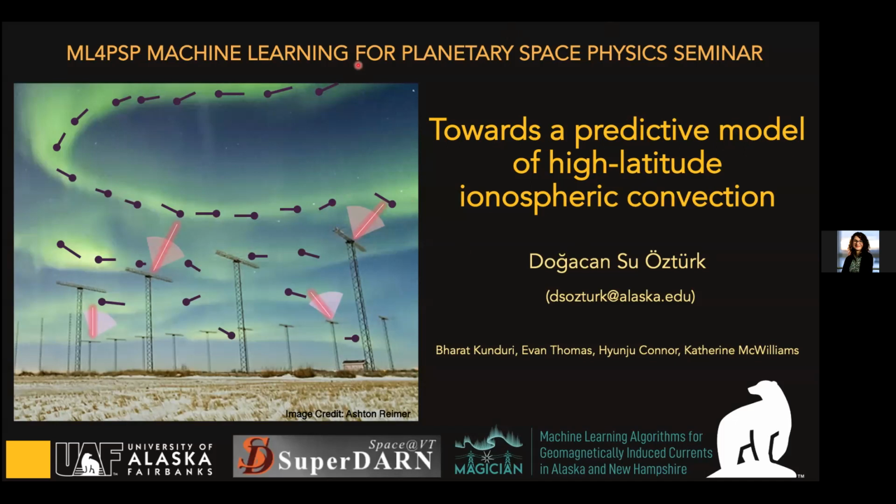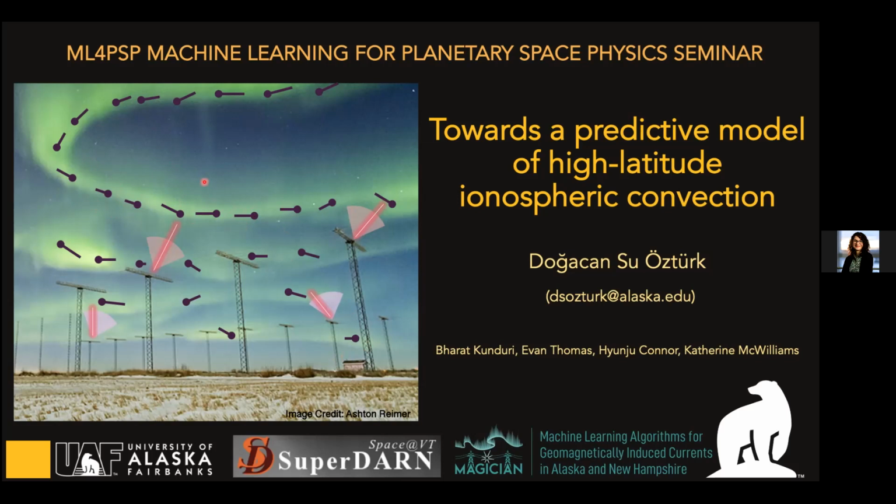My talk is about using machine learning methods to predict high-latitude ionospheric convection patterns. And if you are wondering what these are, here's a photo taken by Ashton Reimer showing a Canadian SuperDARN radar. So you can see the radar here and the aurora on the night sky. And you can see that the aurora has some interesting patterns.